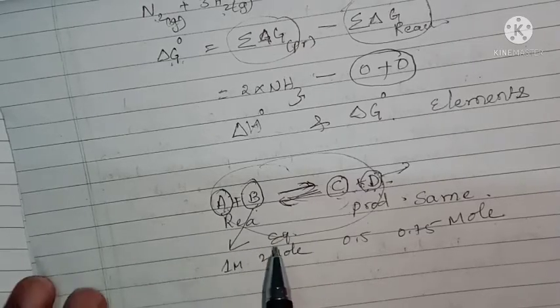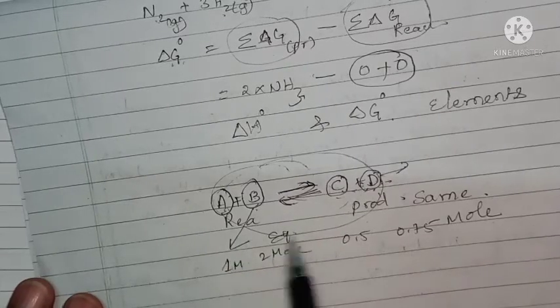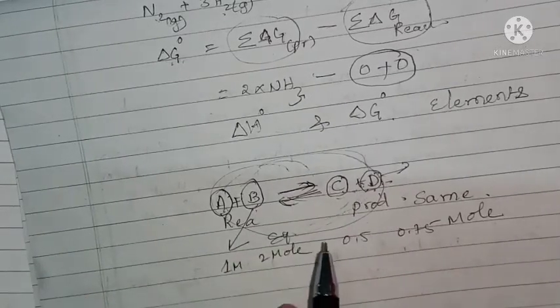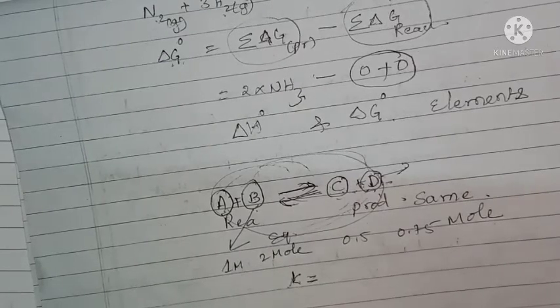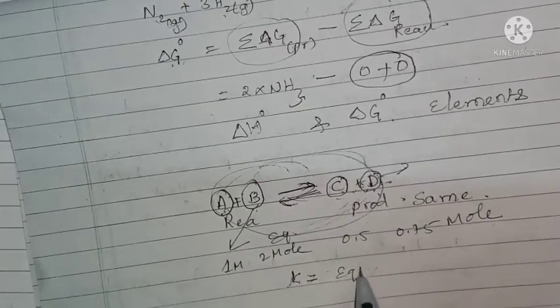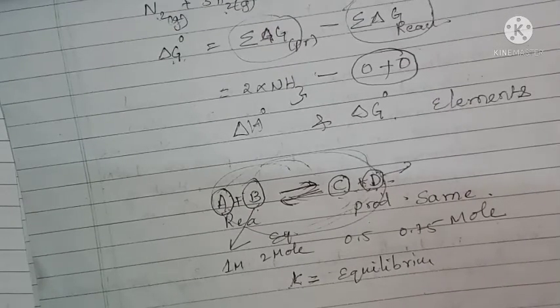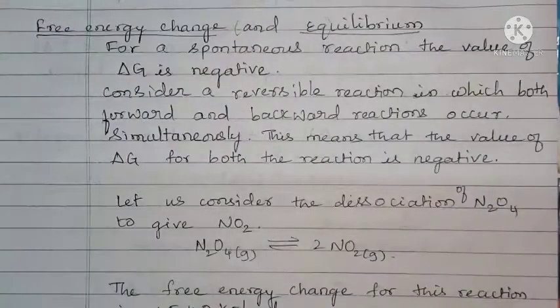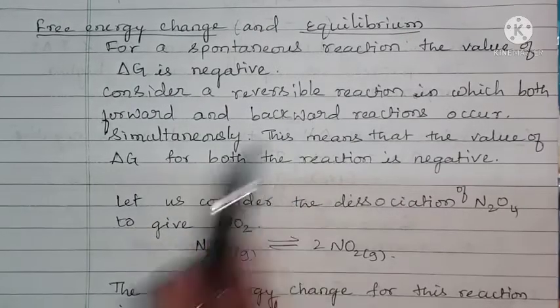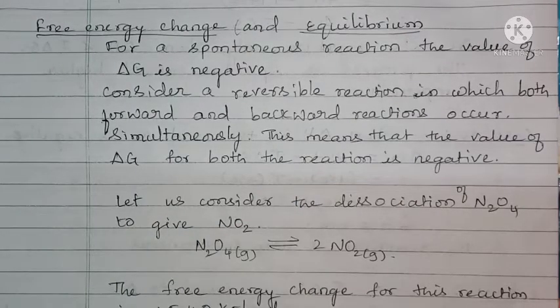Whenever the reaction reaches an equilibrium, we have some constant value. That constant is called the equilibrium constant. Okay. Then what is the relationship between free energy change, standard free energy change, and equilibrium constant? Let us know. For a spontaneous reaction, the value of delta G is negative. This is the condition. If any reaction is spontaneous, then the change in free energy must be negative.